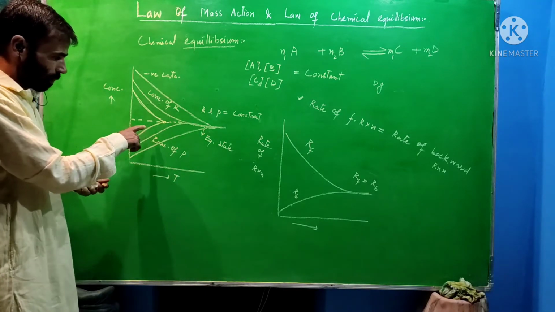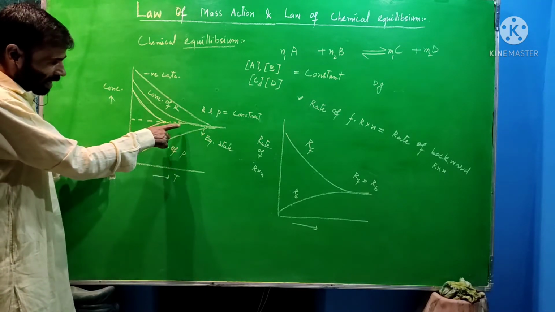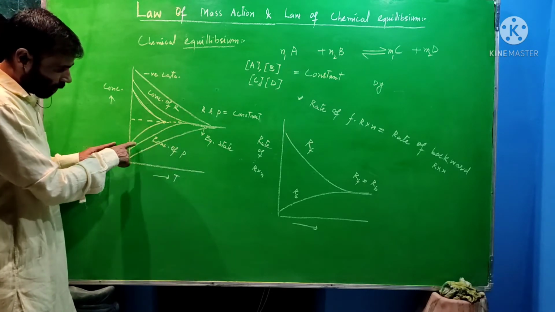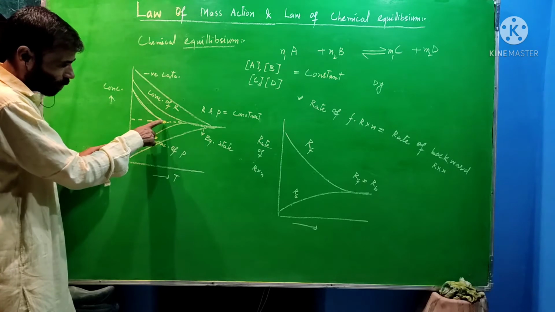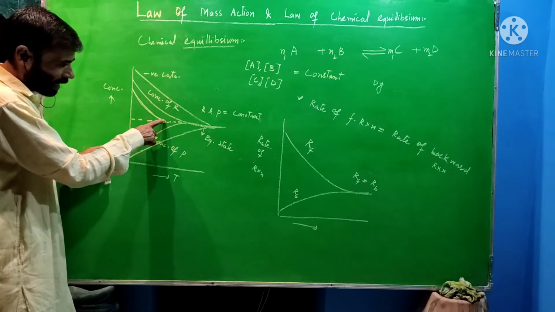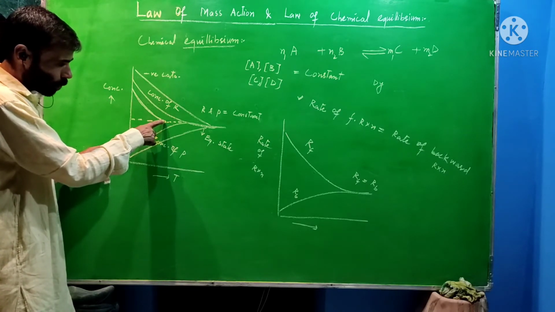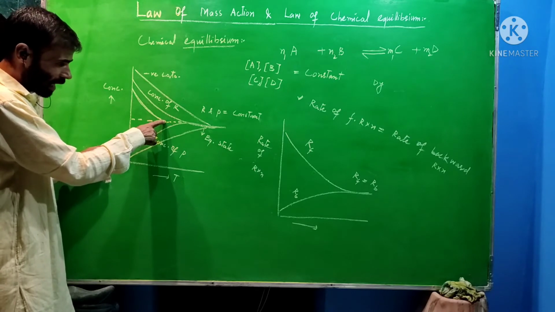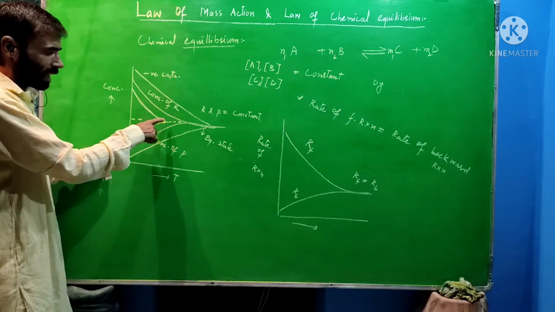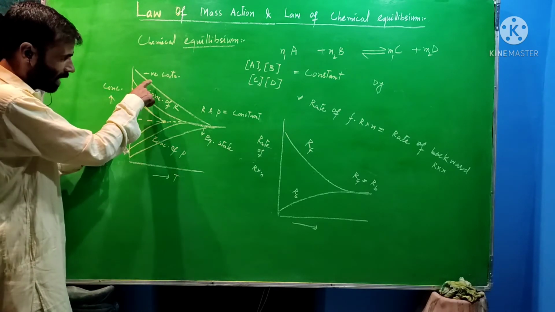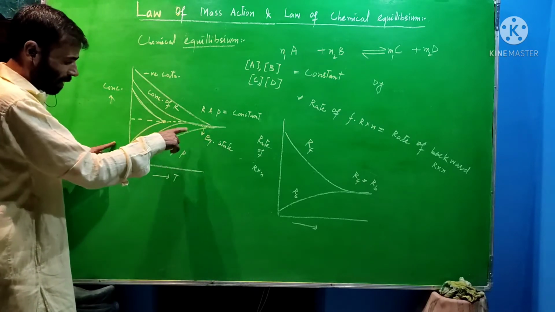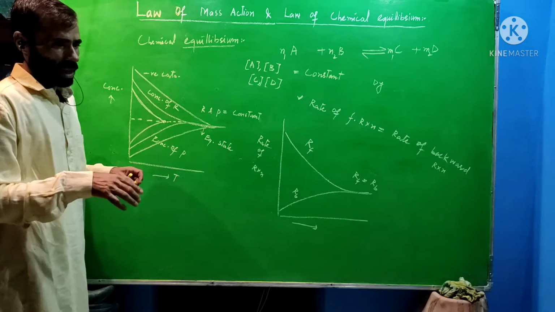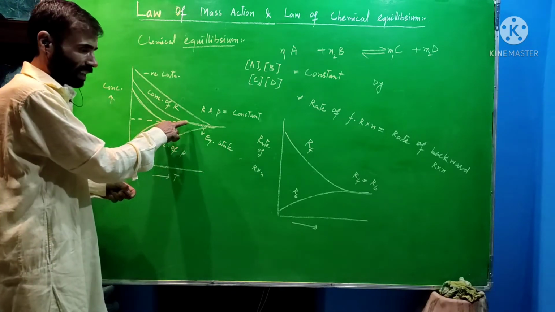So in this graph we have taken this one as a reaction without catalyst. Equilibrium is attained at this point. This one is introducing a positive catalyst. So by introducing a positive catalyst, this equilibrium stage is attained at an earlier stage. By introducing a negative catalyst, again equilibrium is attained, but at a time which is greater than this one.